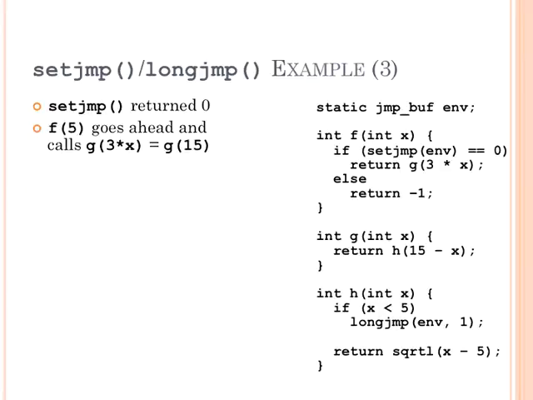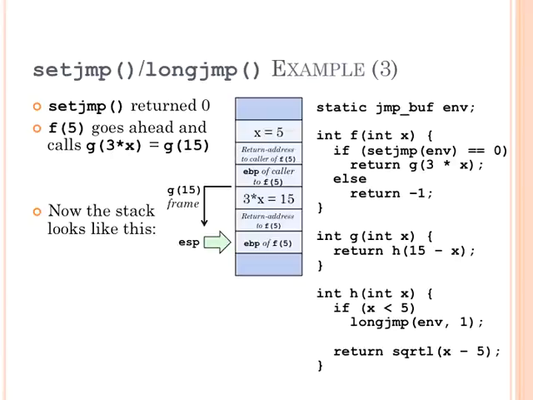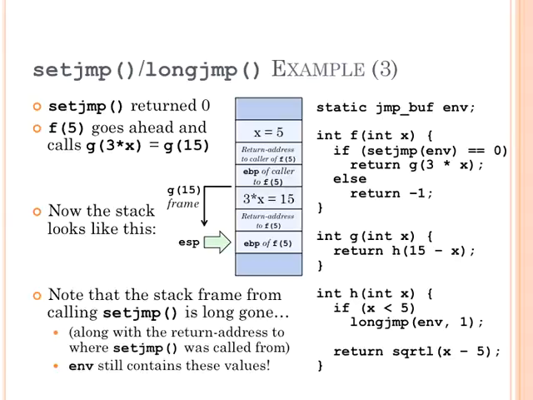Okay, so setjmp returns 0, and F5 calls G of 3 times 5, which is 15. And so now we have the frame for G of 15. So you see we have one argument for G. That's on there, the return address to F5. Now notice, this is a different return address. Now it's the one right before the return from F. So we're outside of the comparison. We're in the return now. And G does its thing. And yeah, like I say here, the stack frame from setjmp is gone now.